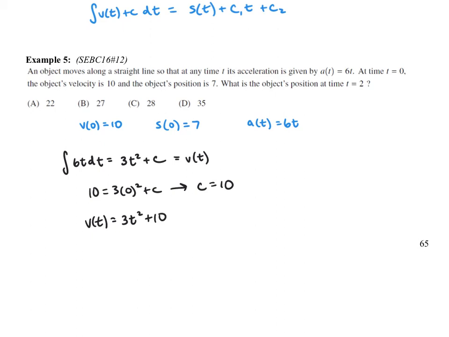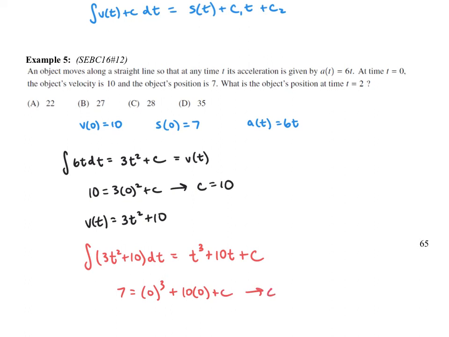Then our next step is that we're going to do the same type of thing, but for the position itself. So we're going to integrate the velocity, and that gives us t cubed plus 10t plus c. Again, we know that our position is 7 at time 0. So if we set this equal to 7 and substitute in 0, we have c equal to 7.